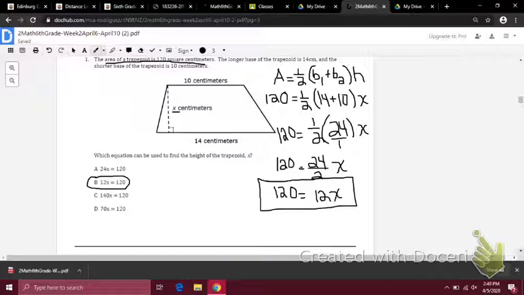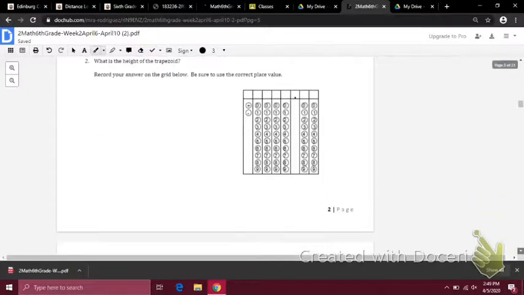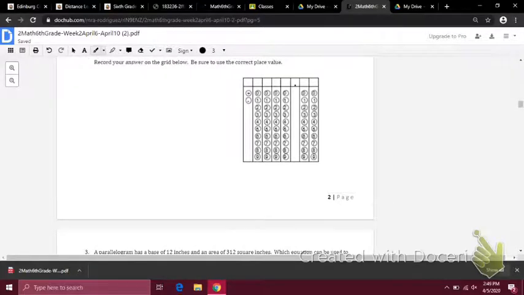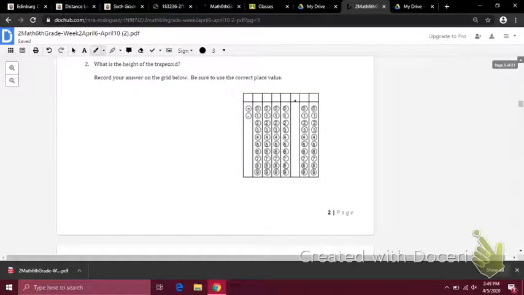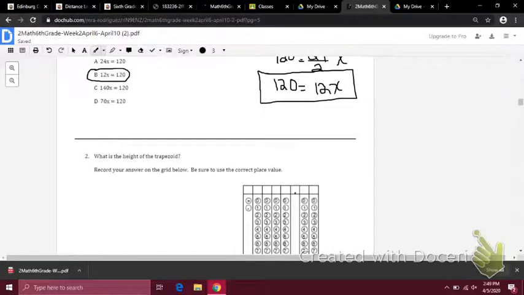Now for the next part, which is number 2. Number 2 says, what is the height of the trapezoid? They don't tell you here, but what they're actually doing is asking you to find the height of this trapezoid up here.